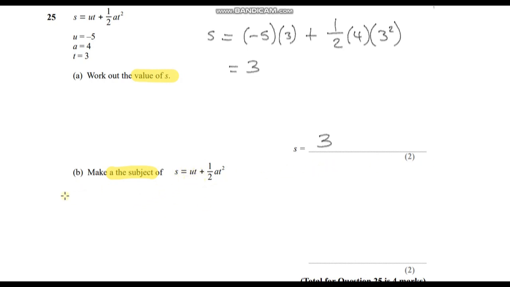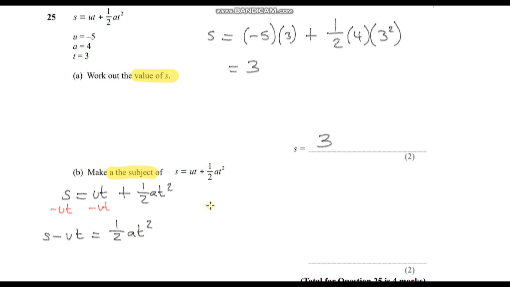So I'm just going to write out the formula again, just so it's a bit bigger. So S equals UT plus half AT squared. So the first thing I'm going to do is I'm going to subtract UT from both sides. So if I do that, I'm left with S minus UT on the left hand side equals, so all I've got is this bit now. So all I've got is a half AT squared.